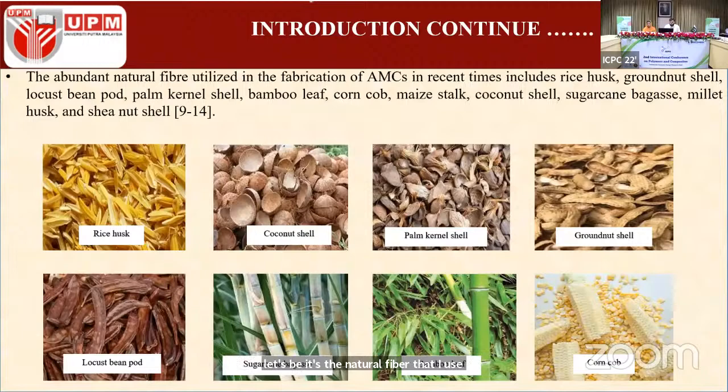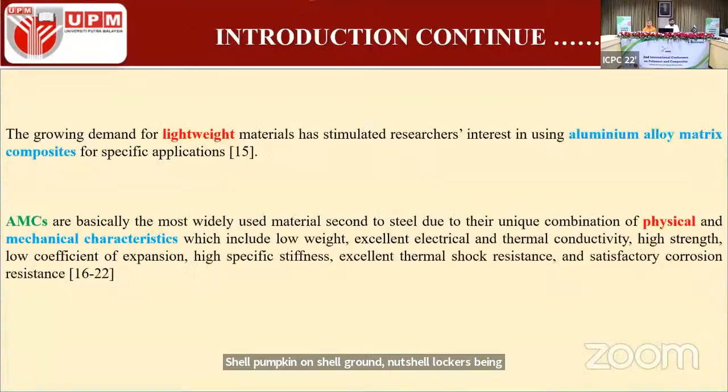Okay, now I'm showing you the different natural fibers that can be used for the fabrication of metal matrix composite. In this case, the abundant fibers utilized in the fabrication of aluminium matrix composite in recent years include rice husk, groundnut, locust bean pod, palm kernel shell, bamboo leaf, corn cob, maize, coconut shell, sugarcane bagasse, millet husk, and cashew nut shell. So these are the pictures of those: rice husk, coconut shell, palm kernel shell, groundnut shell, locust bean pod, sugarcane bagasse, bamboo leaf, and corn cob.